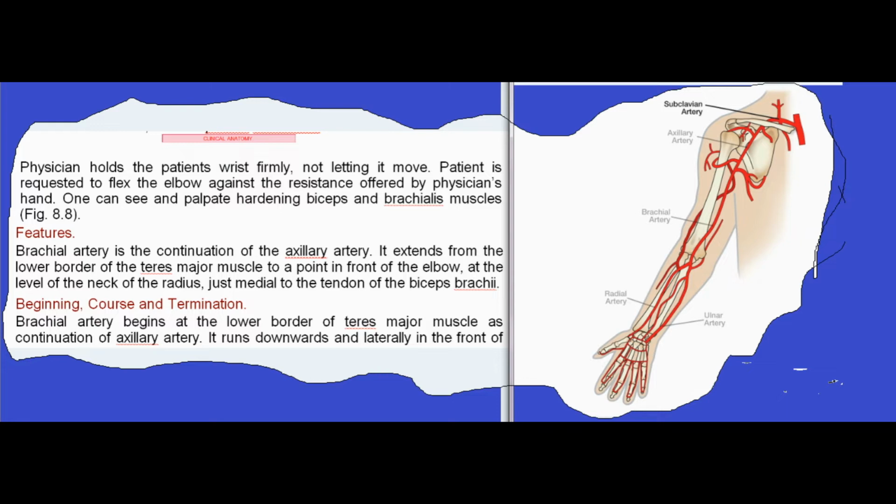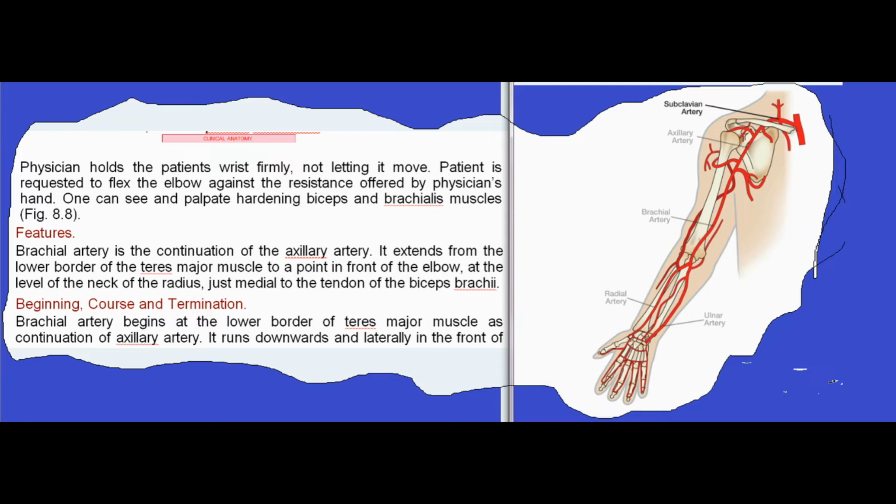Patient is requested to flex the elbow against the resistance offered by the physician's hand. One can see and palpate hardening biceps and brachialis muscles, Fig 8.8. Features. Brachial artery is the continuation of the axillary artery.